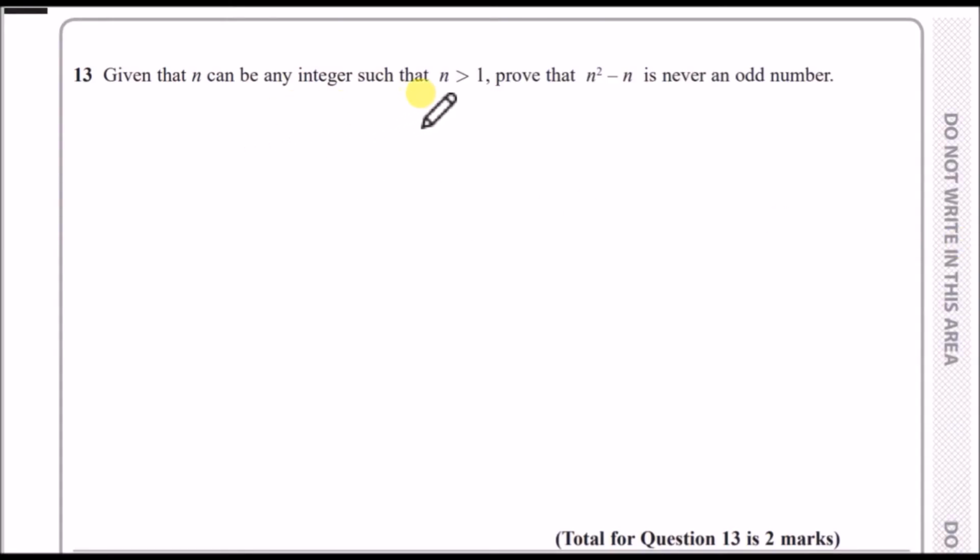Given that n can be any integer such that n is bigger than 1, prove that n squared minus n is never an odd number. Okay, so first thing I want to do, guys, is always factorize the expression. So we're going to have something like n times n minus 1, yeah?